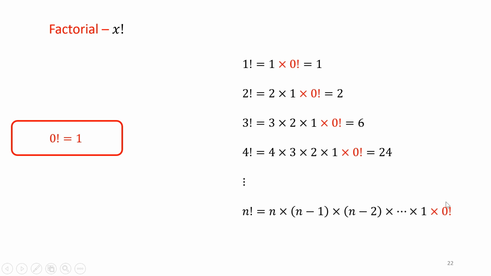But wait a minute. You could say, by that definition, you can actually extend this all the way till infinity and say, well, minus 1 factorial, minus 2 factorial, all of them are equal to 1 by definition. And this could go all the way to negative infinity. That sounds a little weird. So let's try another proof.